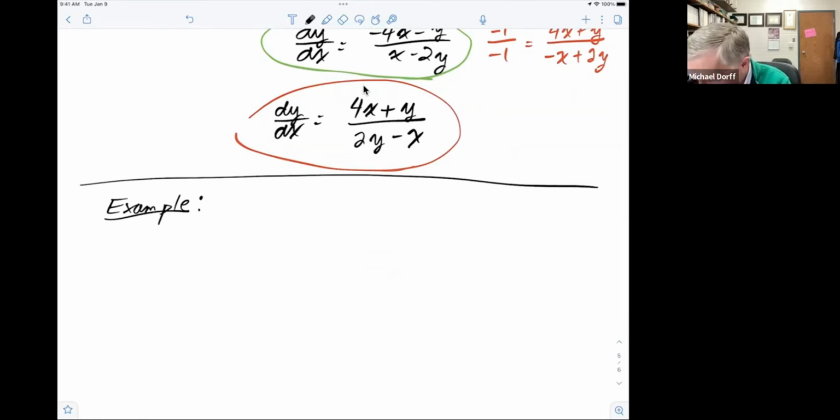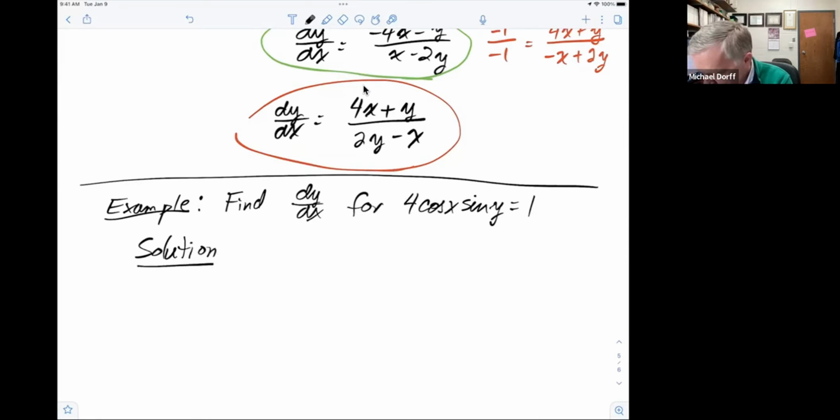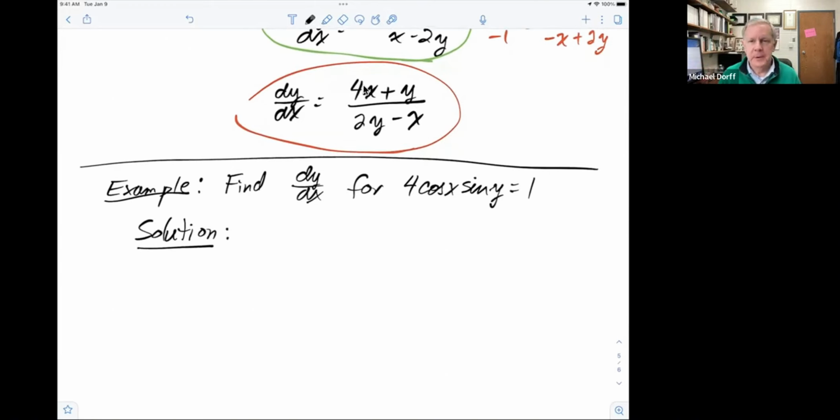So another example, find dy/dx for 4 cosine x sine y equals 1. So this one, I look at this one, the x's and y's are mixed together on the left. And because I don't have y equals something, y on the left and all the x's on the right, I'm going to use the implicit differentiation approach.